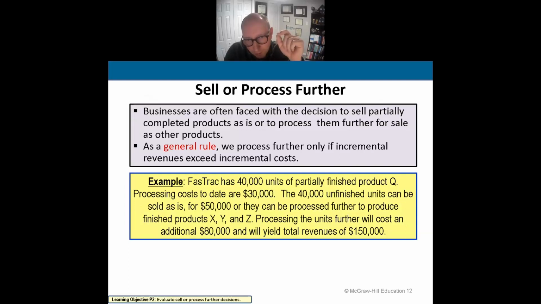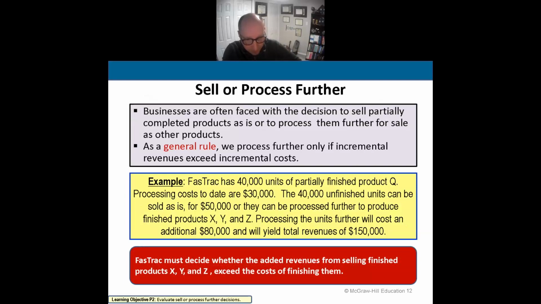40,000 gallons of oil unfinished can be sold as they are for $50,000, or it can be processed further to create kerosene and other byproducts. Processing cost to process it further will be an additional $80,000. So it will yield a total revenue of $150,000. The company has to decide whether to sell it as it is or process it further to create the new products.